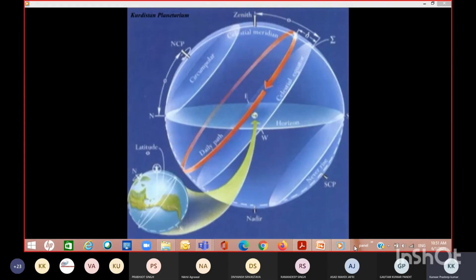You can see the equator and the equinoctial, all of you. The one in the center. You can see the red circle. What do you think is the red circle? It is written daily path. It can be any heavenly body, maybe the sun.